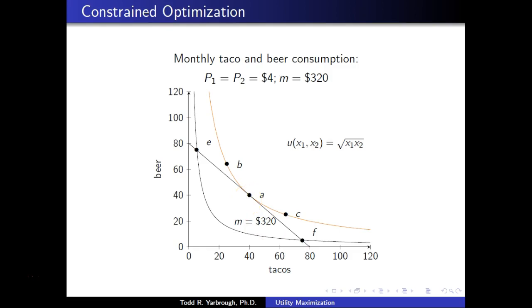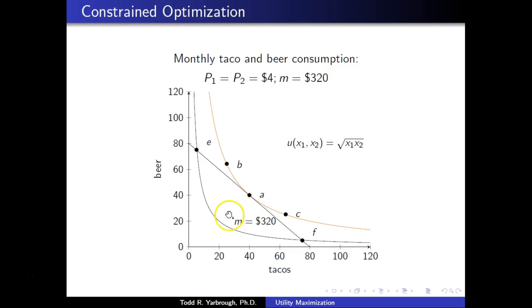Therefore, we can establish that the optimal bundle will be found when the slope of the indifference curve is equal to the slope of the budget constraint. Again, we refer to this as a tangency condition. So I'll say it again. Utility maximization occurs at the tangency of the highest indifference curve that someone could afford to consume on.